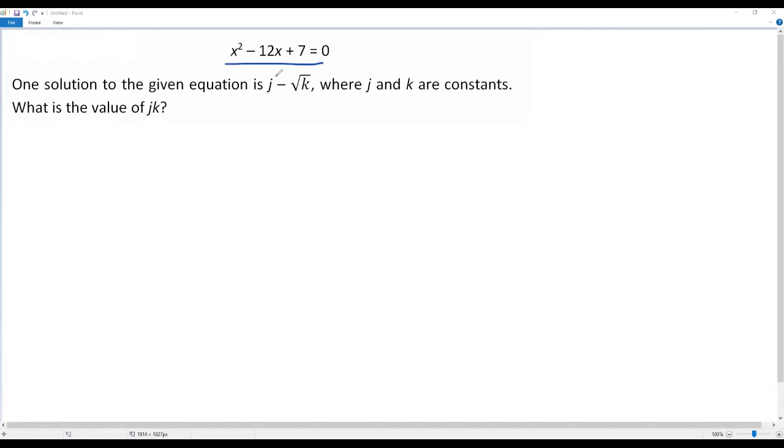Here we have a quadratic equation. Usually we will have two solutions for a quadratic equation, and one of the solutions is given over here, that is j minus square root of k, and in the given solution we have a square root. So now we can try to solve the given quadratic equation using the quadratic formula. When I do so, I'll be getting a solution in this form. Then we can compare the solution with this one, and we can get the values of the constants j and k. Once we get the values, we can get the value of the product j times k.